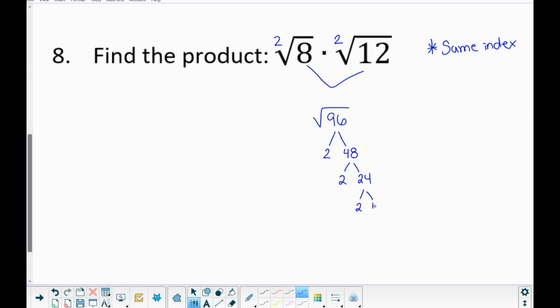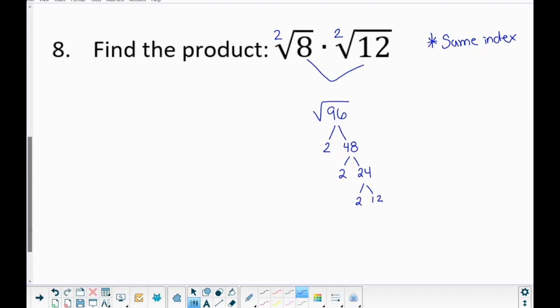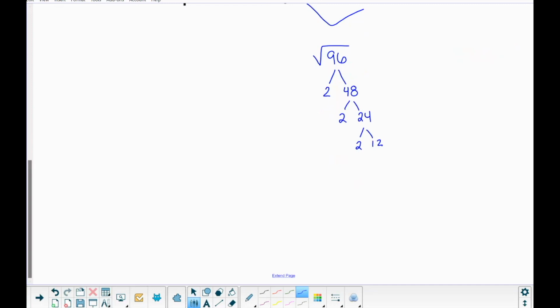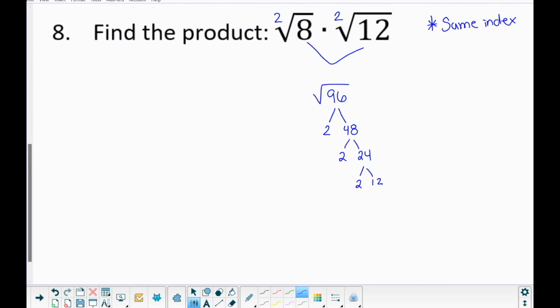Now, again, if you know what numbers multiplied to get you 24, 48, 96 that are easier for you, use those. I'm just going to keep dividing by 2 since they keep ending in an even number. 2 and 6. Again, 6 is an even number, so we've got 2 and 3. And that is the end of my tree.